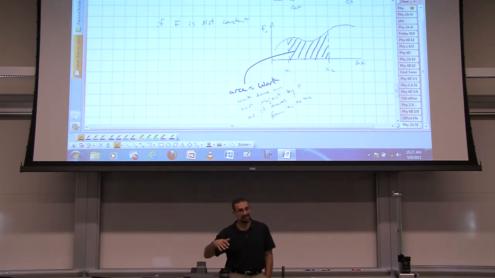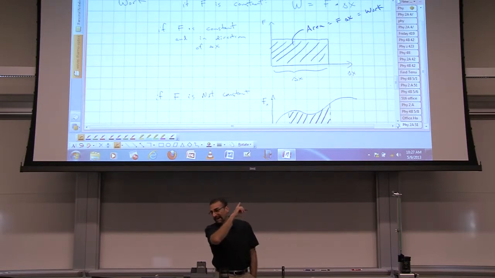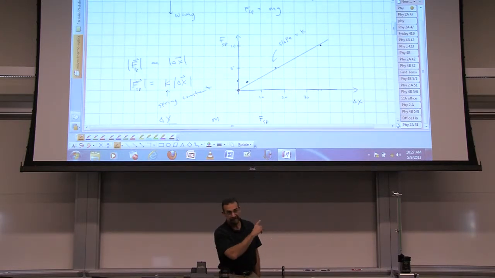In this class, we don't integrate. But if it's a simple shape, like a constant force, we can find the area under that. That's just F times delta x. And if it's another simple shape, like a triangle, we can find the area under that, right? It's 1/2 base times height.